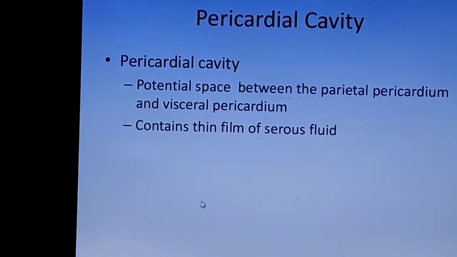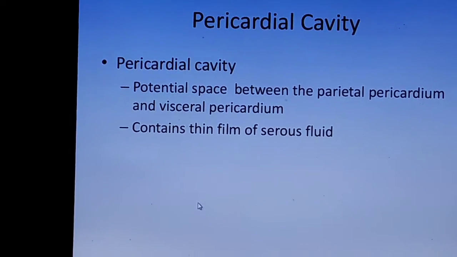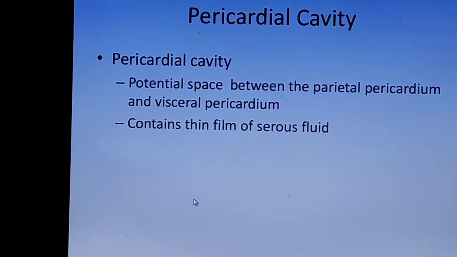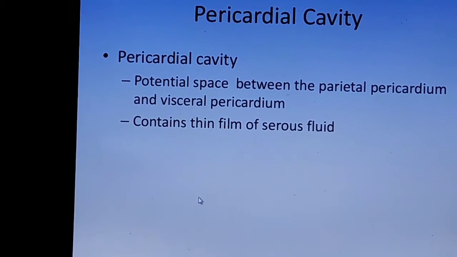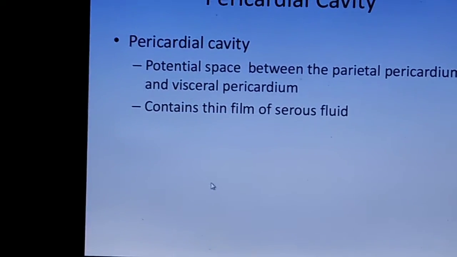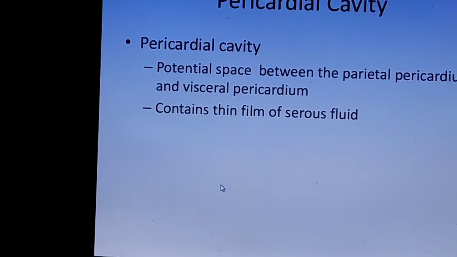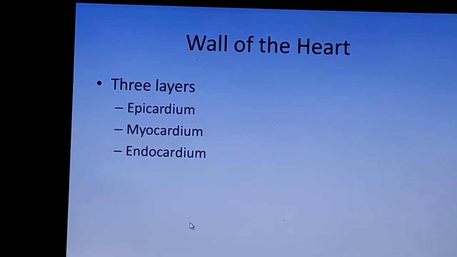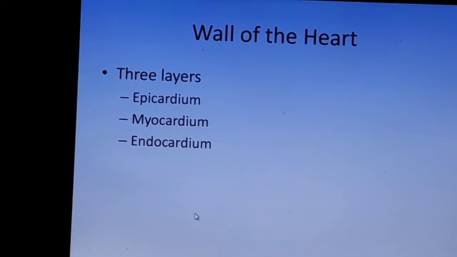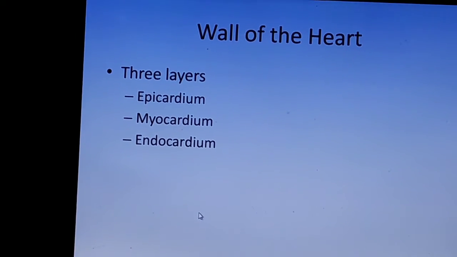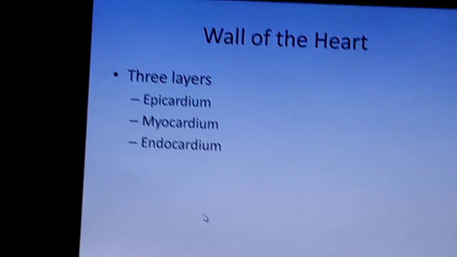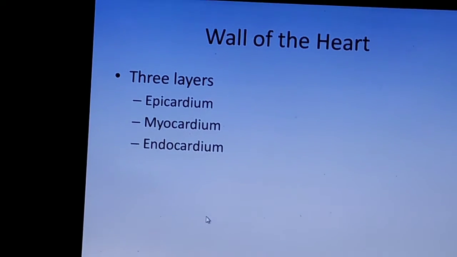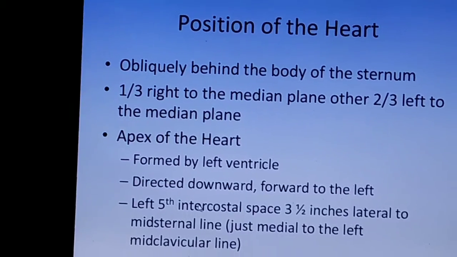Here is the pericardial cavity, the space between the parietal pericardium and visceral pericardium. This cavity contains a thin film of serous fluid. Then there are three main layers of the heart: epicardium, myocardium and endocardium. Epi is the outer layer, myo the middle, endo the inner layer. Myocardium is responsible for the contraction and relaxation of the heart.